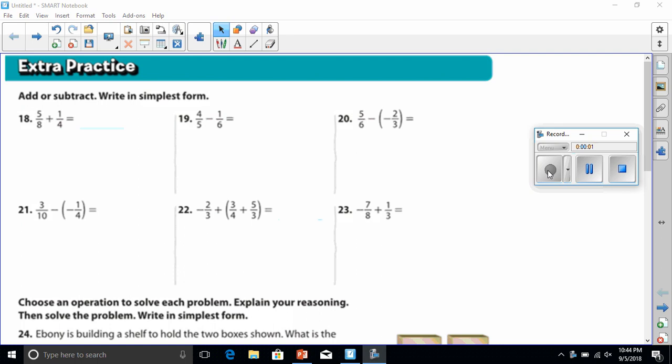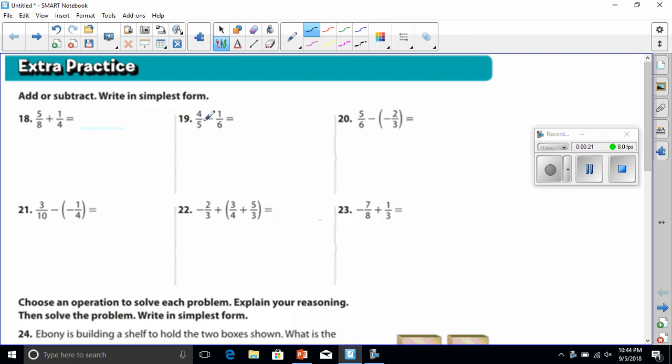Going to be working on combining fractions with unlike denominators. In other words, unlike fractions, adding and subtracting unlike fractions. I'm going to start with number 19 because I'm going to do the odds. You're going to do the evens.